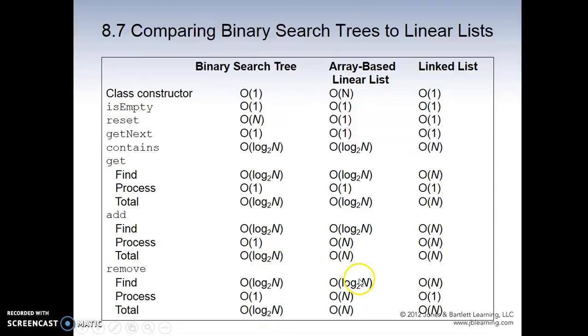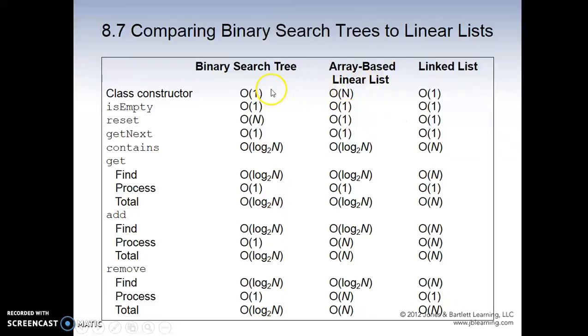For an array, when you remove, to find the item you can do binary search, which is log n. But the process, after you remove, you have to shift them back because you don't want to leave a gap. That could cause n because of the loop. So for the total, we just look at the largest, which is n. Now, for a linked list, to find, it's a linear search, so that's n.